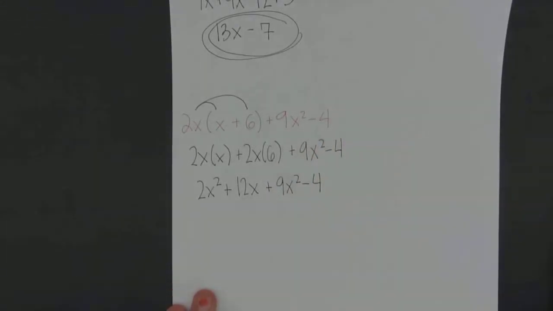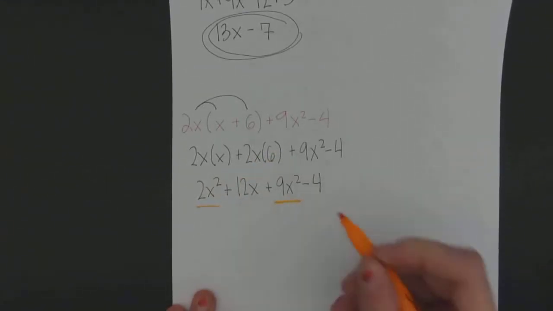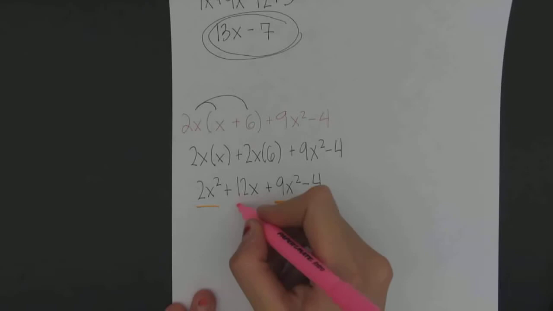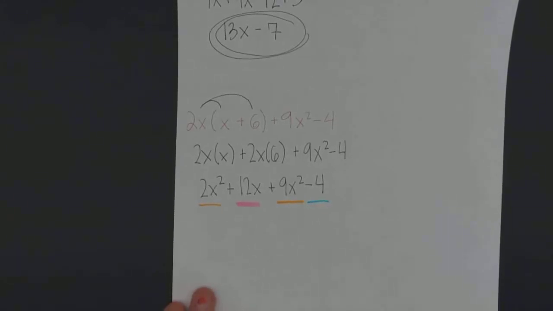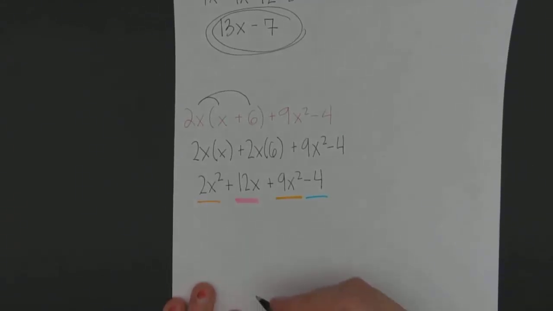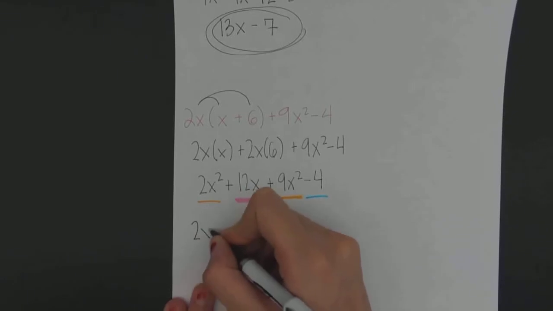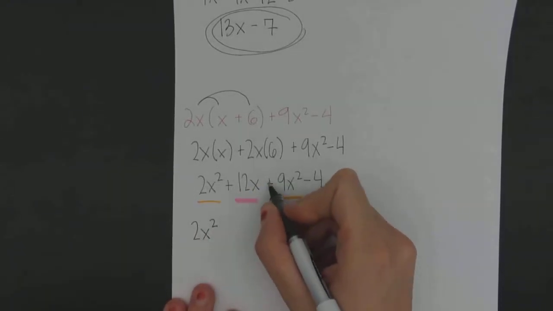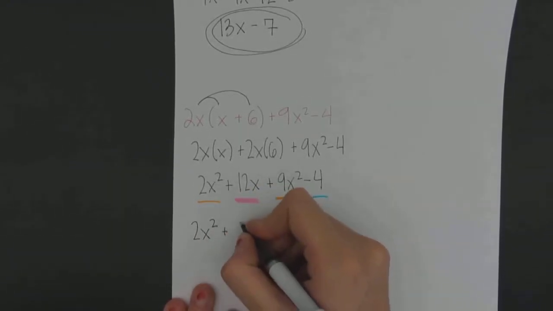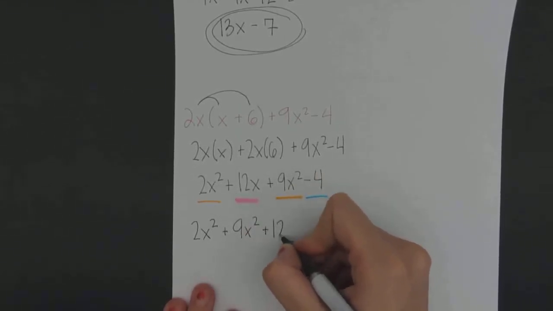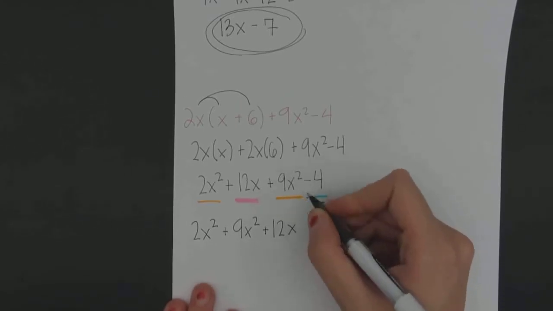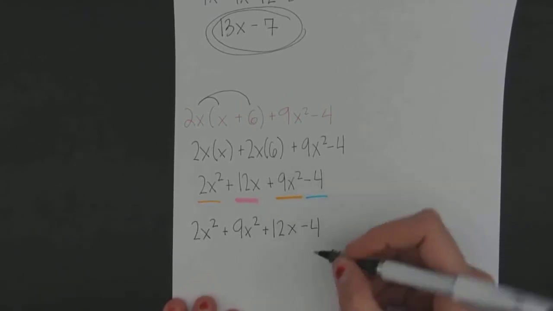Subtract 4. I'm going to look for like terms. Anything with an x squared gets an orange underline. Anything with just an x gets a pink underline. And anything without a variable will get blue. I want to rewrite it so my like terms are next to each other. So I'm going to take 2x squared. The sign to the left of the 9x squared is a plus, so plus 9x squared. Right, my next one, the sign to the left is a plus, so plus 12x. And the sign to the left of the 4 is a subtract 4.